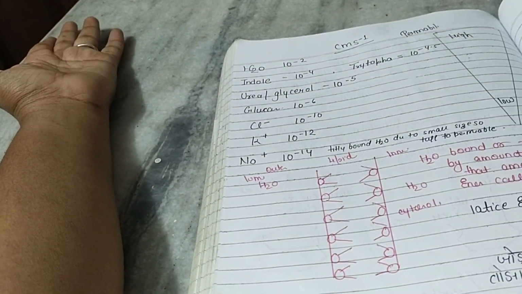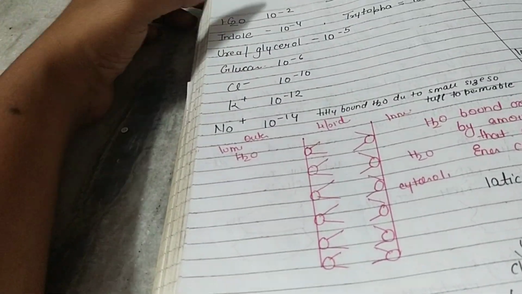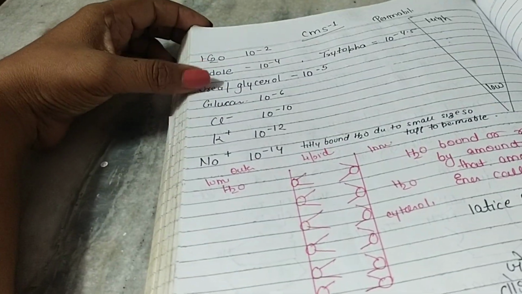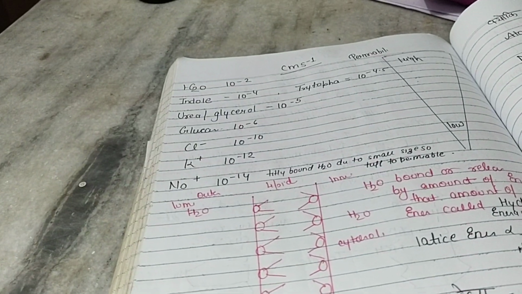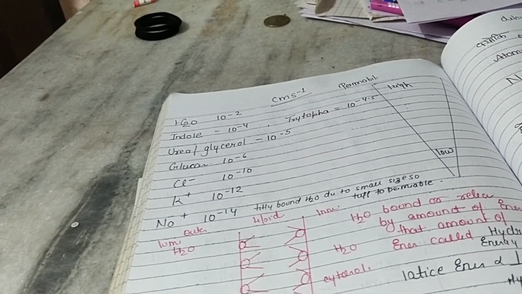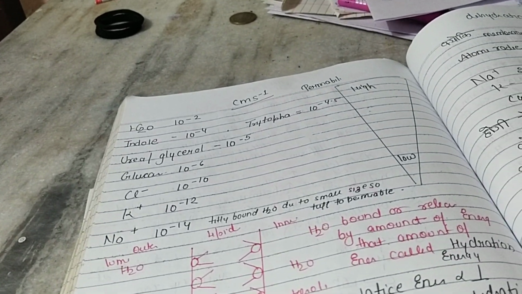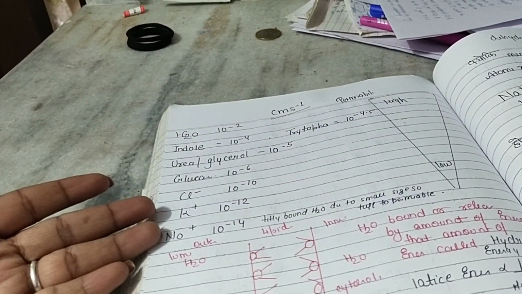Now we talk about the list of which molecules are more movable compared to others. Water is 10 to the power minus 2, indole 10 to the power minus 4, urea and glycerol 10 to the power minus 4 to minus 5, glucose 10 to the power minus 6, chloride 10 to the power minus 10, potassium 10 to the power minus 12, sodium ion 10 to the power minus 14. So these molecules have more permeability in the membrane as compared to the ions.